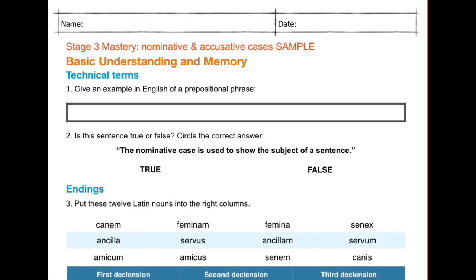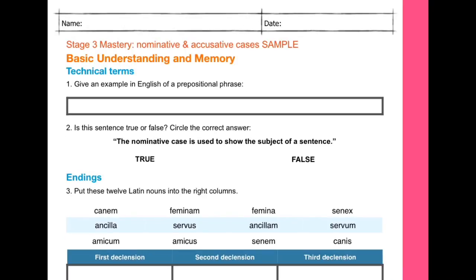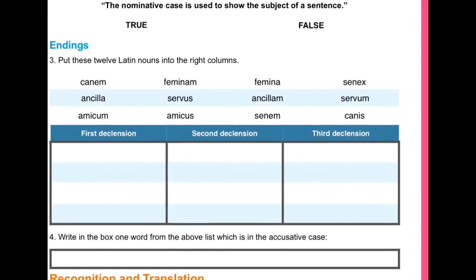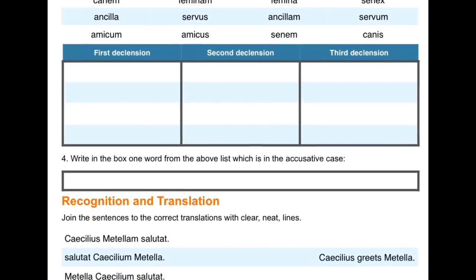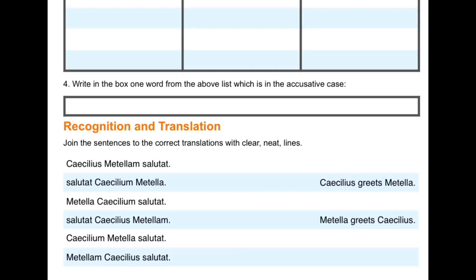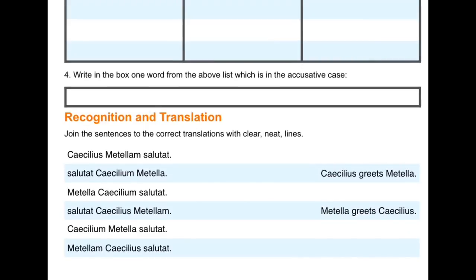Right, here we go with G3, how to pass the Stage 3 mastery test. It's about noun declensions, but there's also some questions about earlier stuff as well, which you need to be familiar with. A couple of questions on technical terms at the start from earlier stuff. Then there's some endings, which is new really. And then question 4 is about the cases again. And then the final section is, as usual, to do with revision, to see if you got stuff from earlier, this time from stage 2.